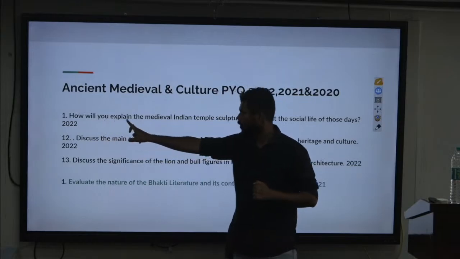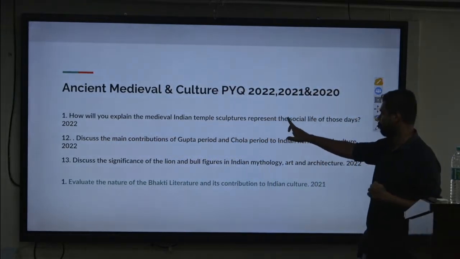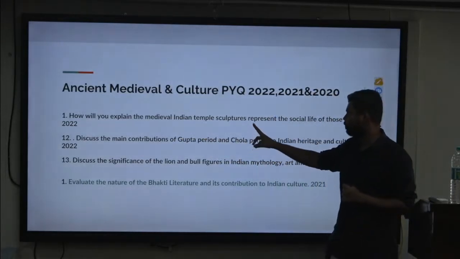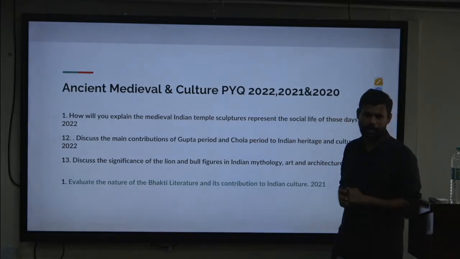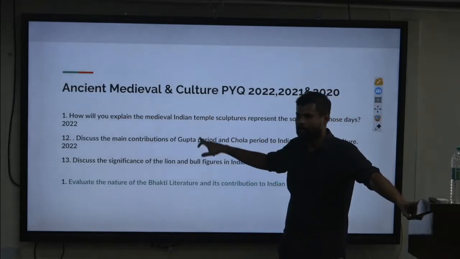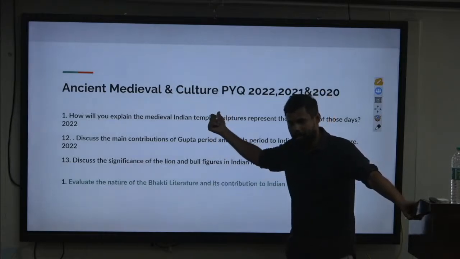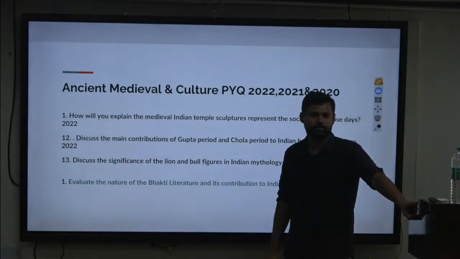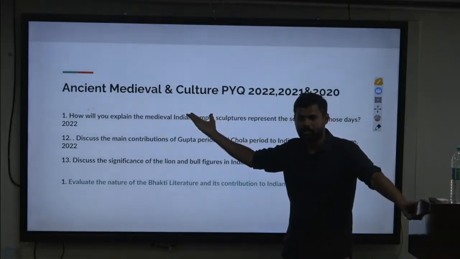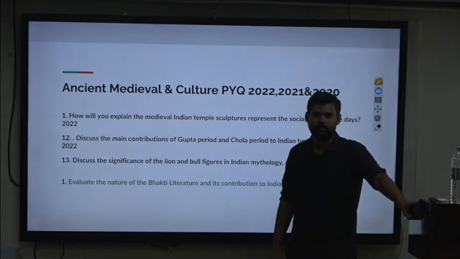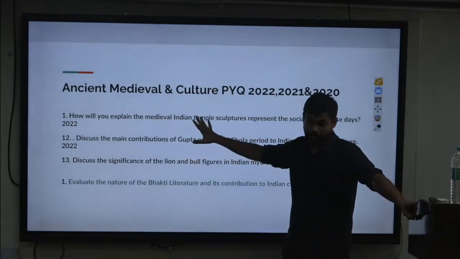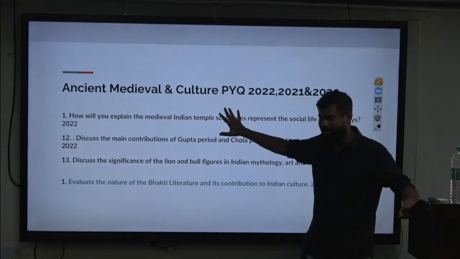So in 2022: how will you explain that medieval Indian temple sculptures represent the social life of those days? Now what is the focus? If I remove medieval temple sculptures and put ancient temple sculptures, will the answer change? If I remove ancient temple sculptures and put stupas or Jataka stories, will the answer change? You are understanding this? That's how you have to play. Got it? Next, discuss, but you should have some content to write there.